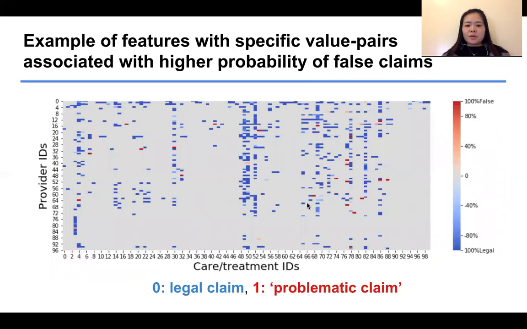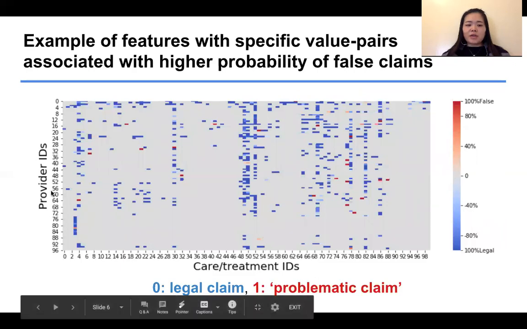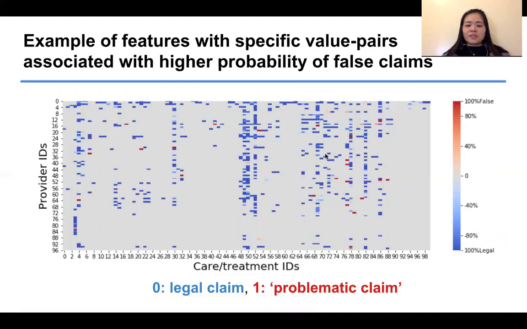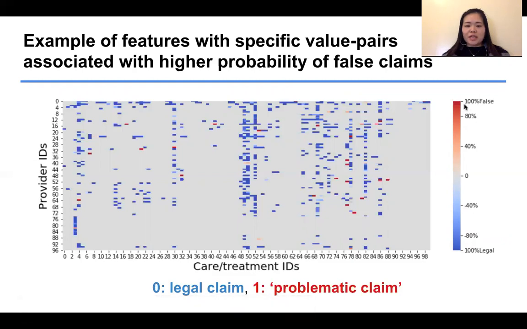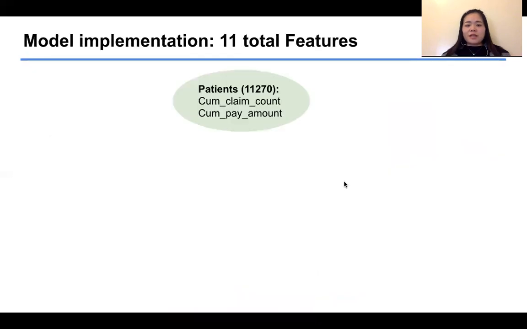I further explored the relationship between features. For example, in this heat map correlation of two categorical features, I included the probability of the difference of each value pair that is present in the two types of claims in color, from 100% of legal claim, which is blue, to 100% of false claim, which is red. As we can see, a lot of red dots are distinctive, indicating there are specific value pairs that tend to associate with a higher probability of false claim. Therefore, we found 11 features.